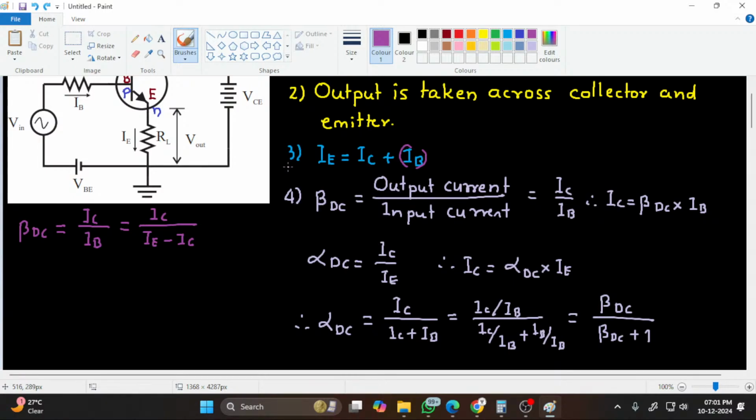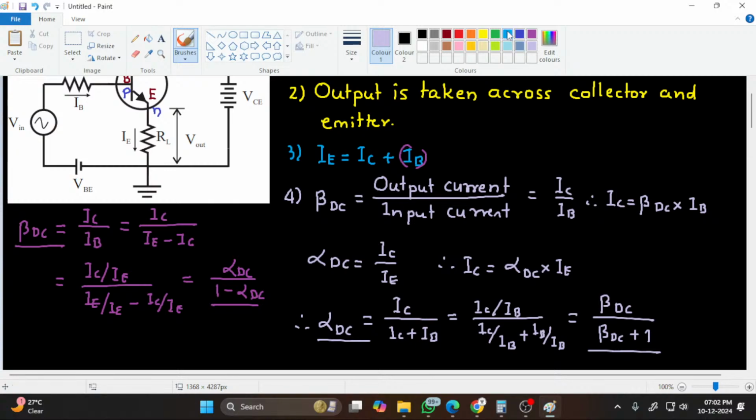Then if you divide entire thing by IE, it will be IC upon IE divided by IE upon IE minus IC upon IE, and that will be equal to alpha DC divided by 1 minus alpha DC. So this is the relation for beta DC. So this is the relation between alpha and beta. Like this you can derive.